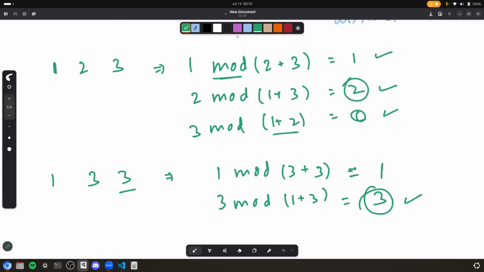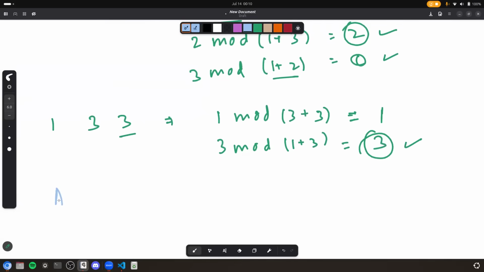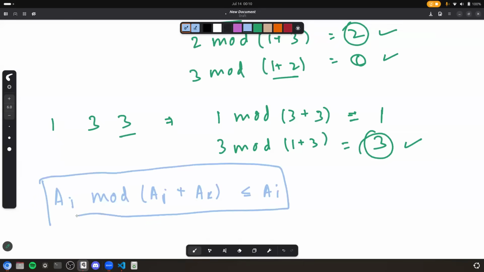So what I observed from these is that A_i mod A_j plus A_k will, first of all, always be less than A_i, because the remainder can never be more than A_i.